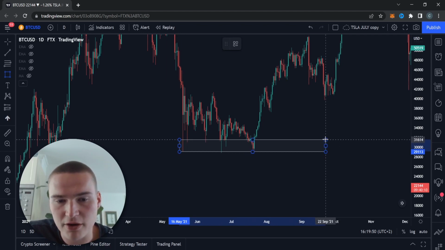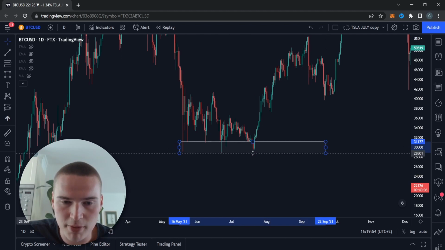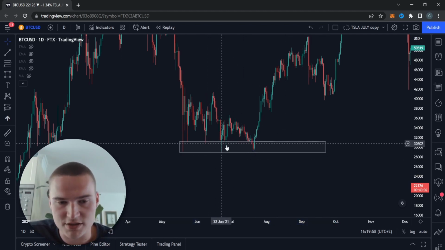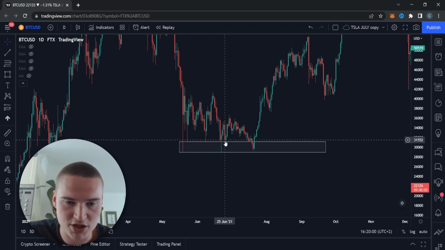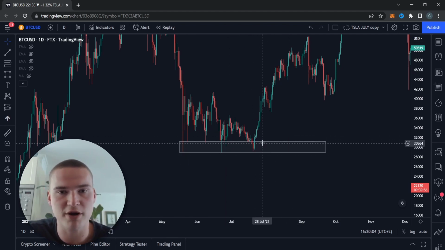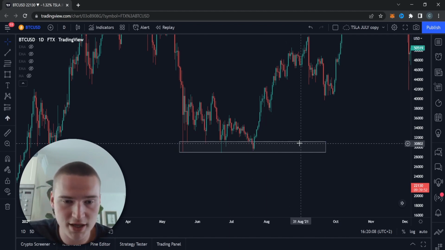The general thing you're aiming for is to get as many wicks touching the upper bound and the lower bound as possible. And it's perfectly acceptable if wicks touch within that area, because as I said, it's a level. It's not one specific price, it's an area of prices. So something like this is very possible.